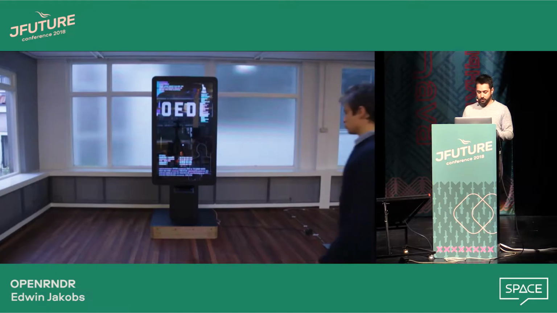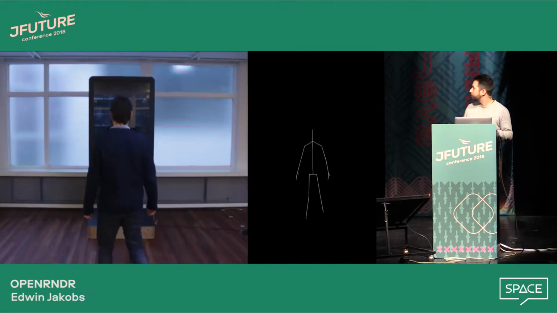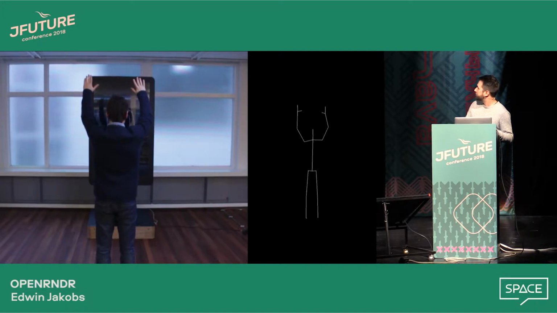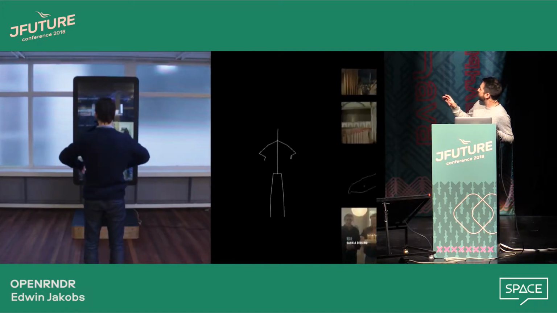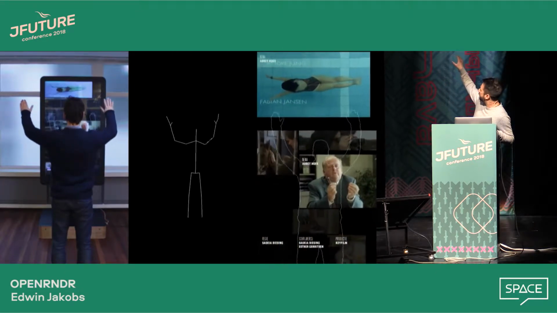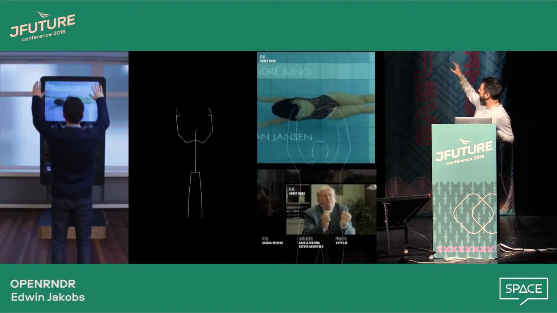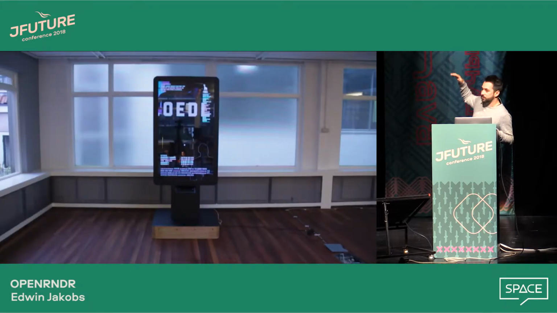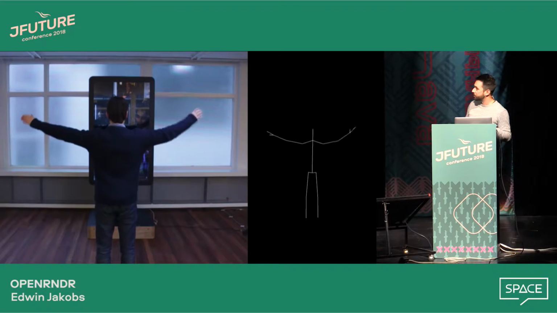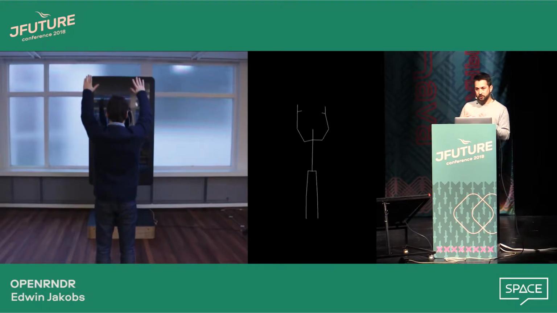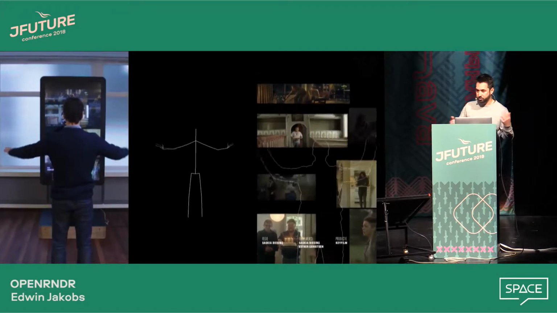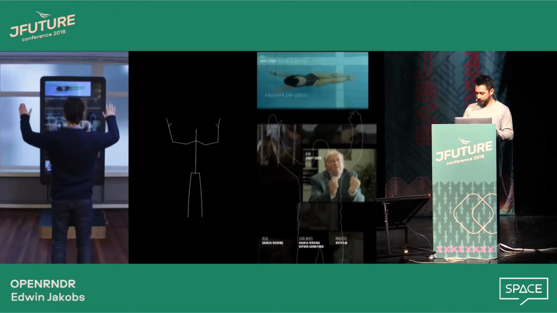So here's a small overview of all the parts involved in this installation. So here we see someone standing in front of it. We see that we can see the pose, and then here are all the scenes that match that pose. So you see that swimming scene was much larger when that scene matched with the person standing in front, posing like he's swimming.